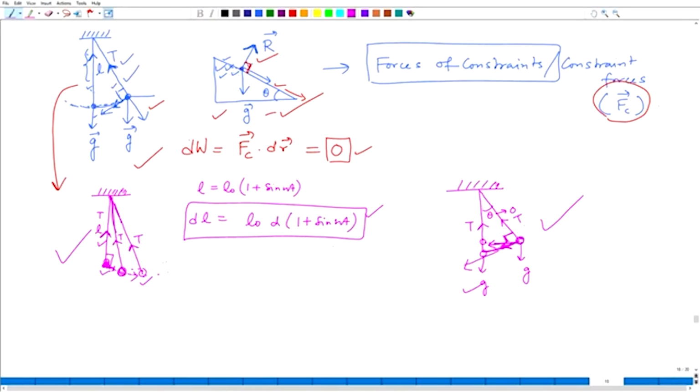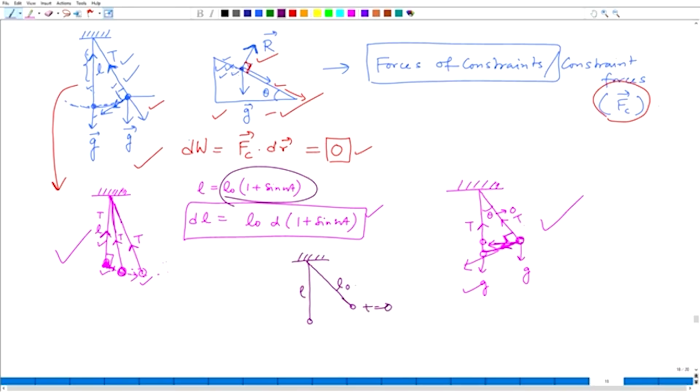That means, let us say, I am just doing some thought experiment. For example, I can think of a simple pendulum with a string of variable length L, which is L0 times (1 plus sin omega t), and I somehow maintain an initial distance here, which is my L0. I am saying that this is my t equal to 0.